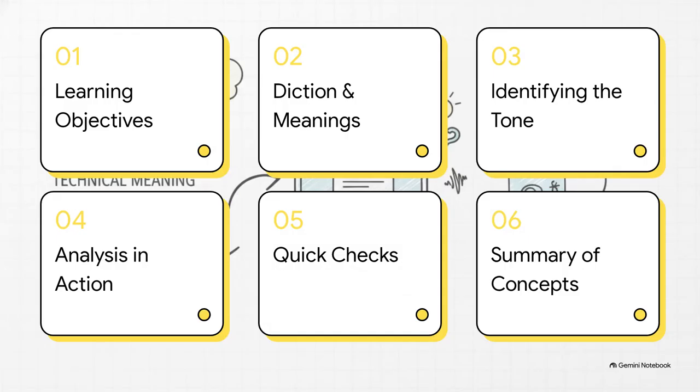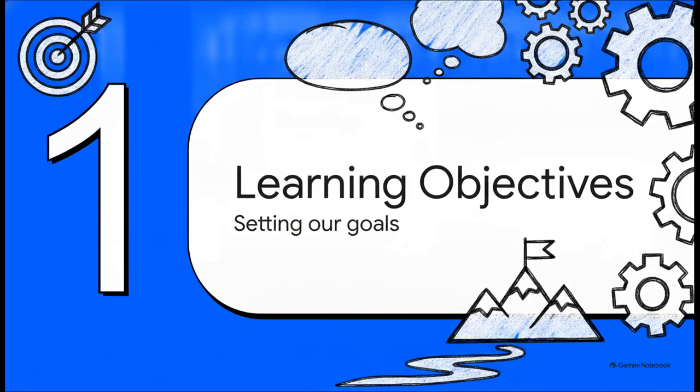Here's a quick roadmap for today's explainer. We'll start with our learning objectives, explore diction and technical meanings, and then learn how to identify tone. After that, we'll see some model analysis in action, do some quick checks for understanding, and wrap up with a summary of key concepts.